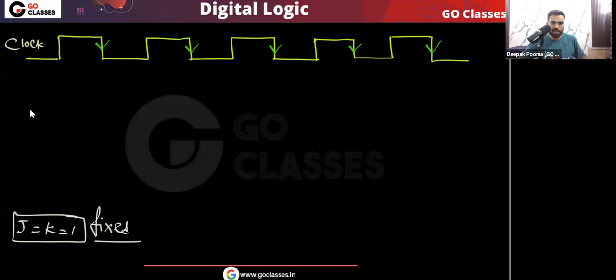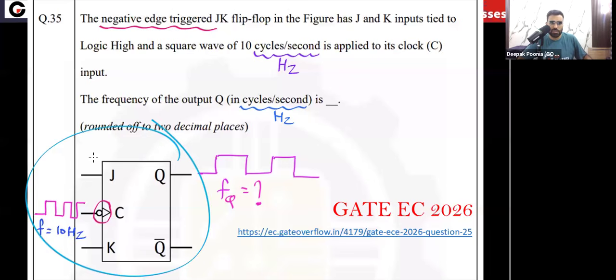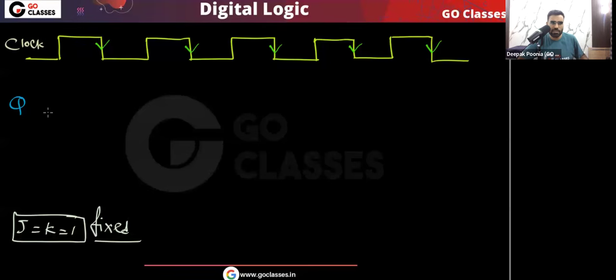Now let's see the Q output waveform, correct? This is the circuit. Here you can see the JK flip flop. Now the initial value of Q is not given to us, so you can assume either 1 or 0. It won't change the answer, because the question is only asking the frequency of the Q output. You can assume that initially this Q output was 0, or you can assume it was 1. Both are perfectly fine, there is no problem.